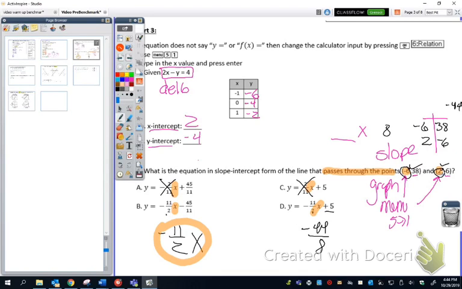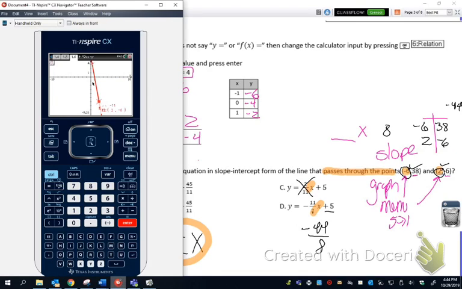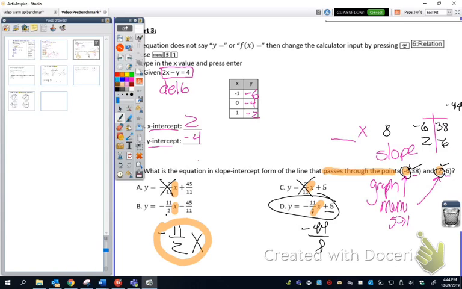And the equation I plugged in, in case you forget, you can always go up to tab and up arrow. It is the plus 5. So it was this one. So my answer is D.